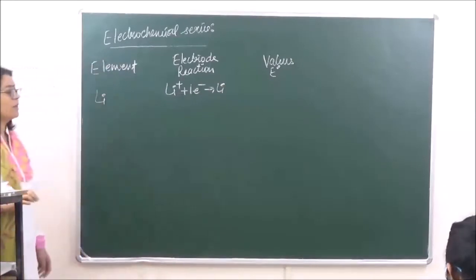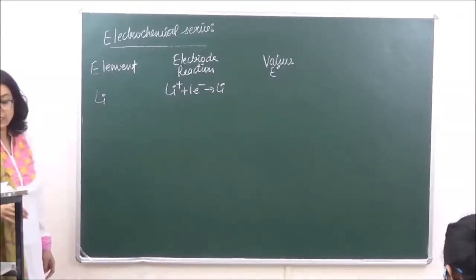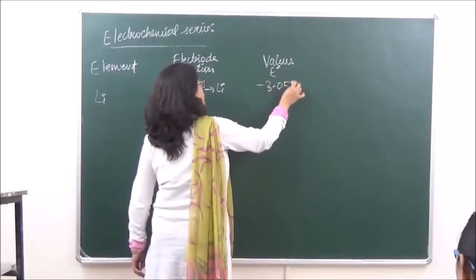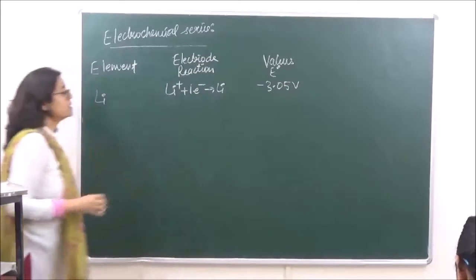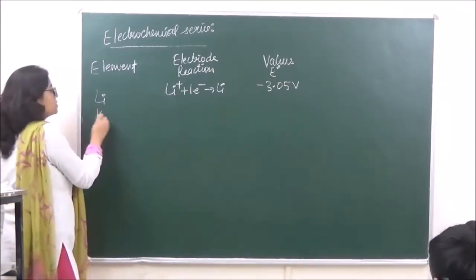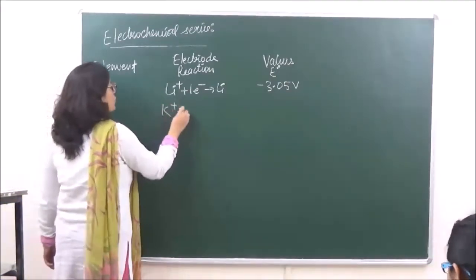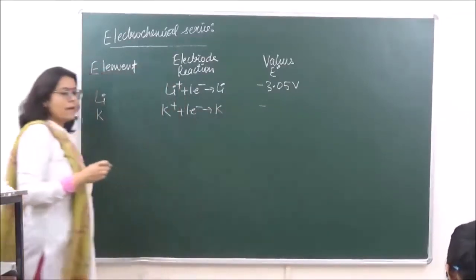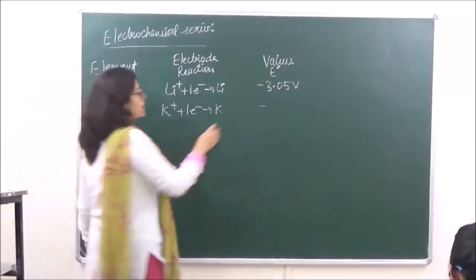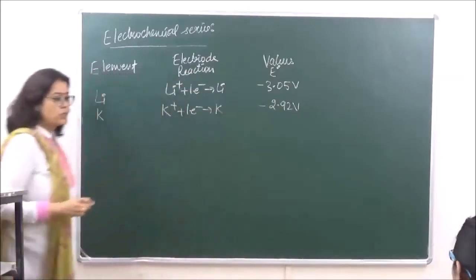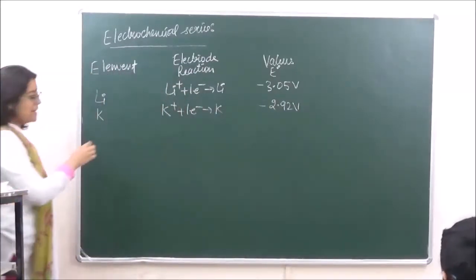The electrode reaction is Li+ plus 1 electron to give us lithium, and the E0 value is minus 3.05 volts. Lithium has the most negative value of reduction potential. After lithium comes potassium: K+ plus 1 electron to give us potassium, and the E0 value is minus 2.92 volts.